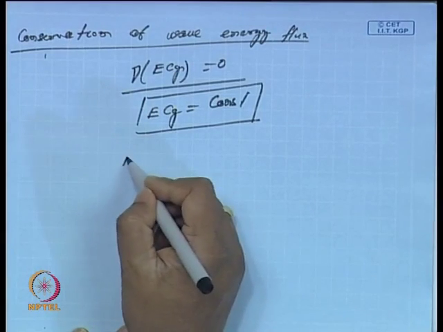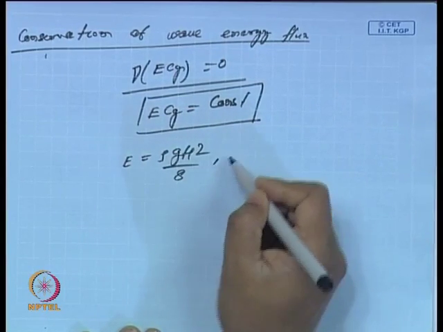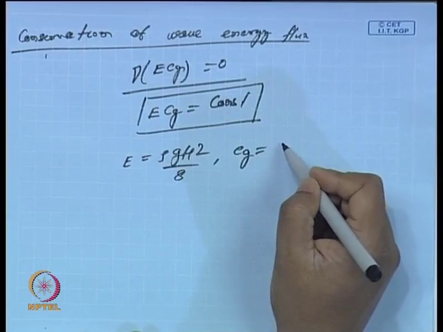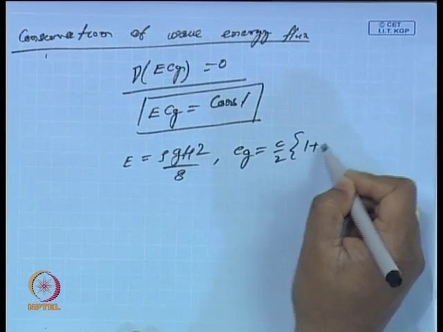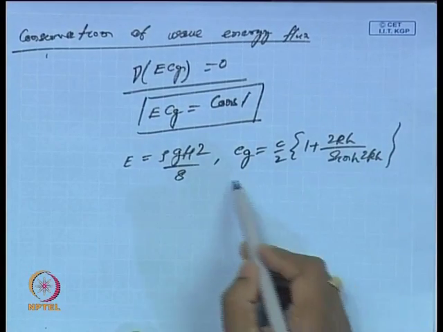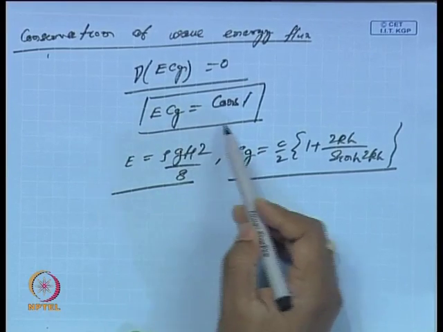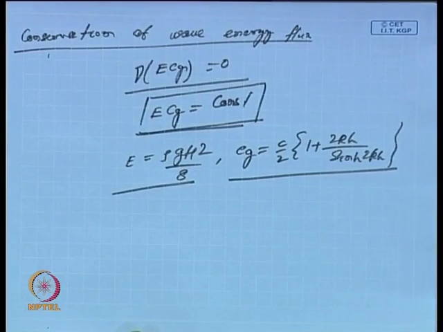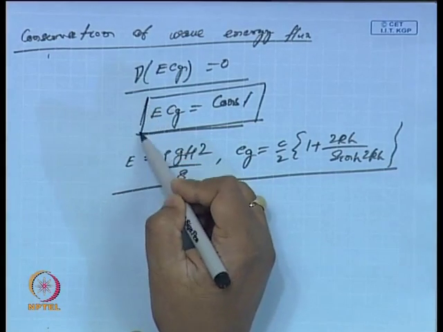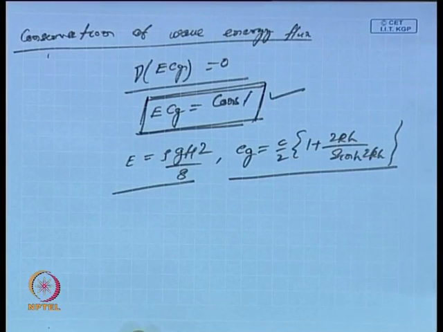So, what is E? E is rho g h square by 8, whereas C g, we have already seen, is the group velocity, and that is nothing but c by 2 into 1 plus 2 k h by sin hyperbolic 2 k h. This is the wave energy associated with a single wave, whereas this is the energy flux, conservation of energy flux. In fact, when the ocean wave propagates, every time it follows this energy flux, because this equation is constant.